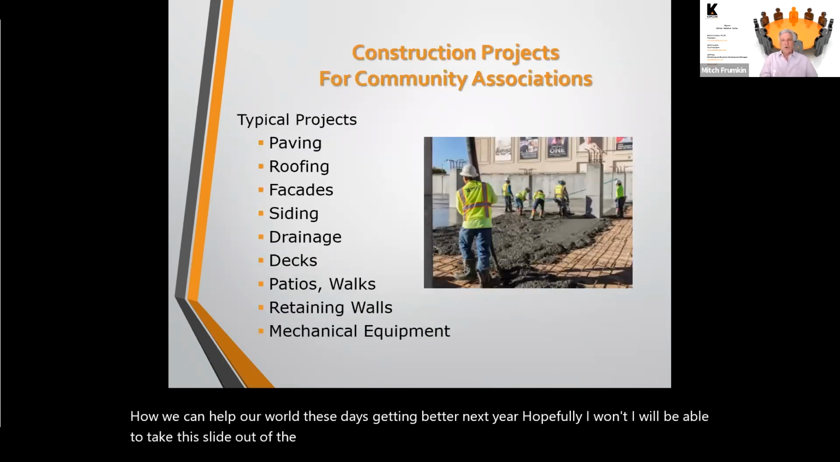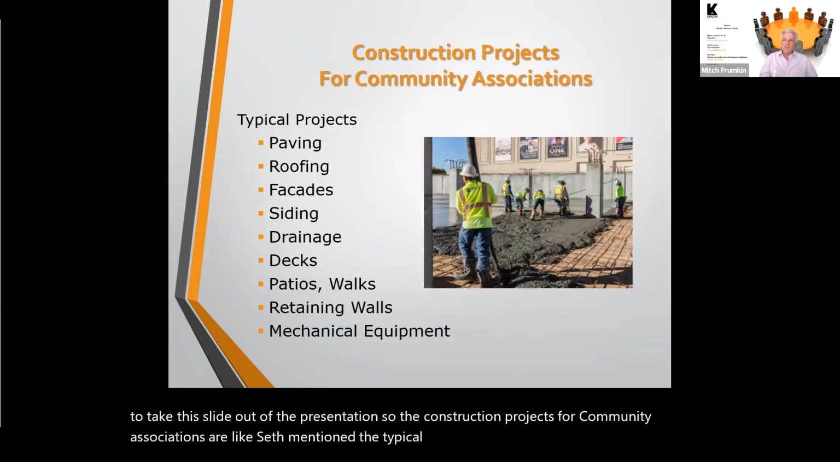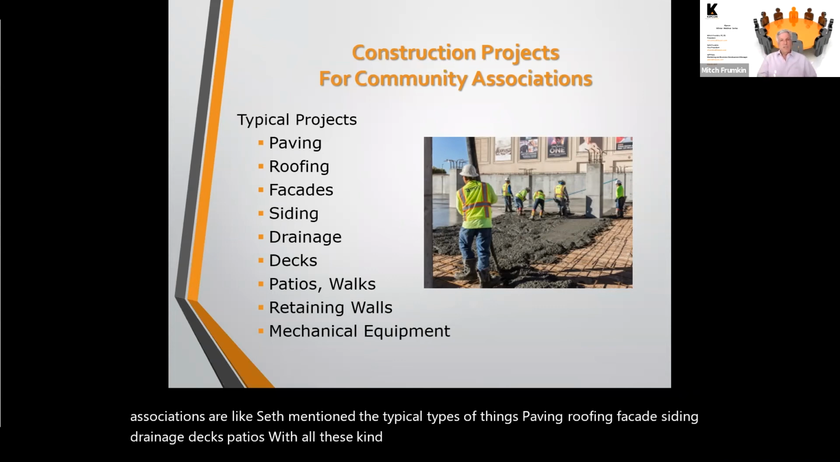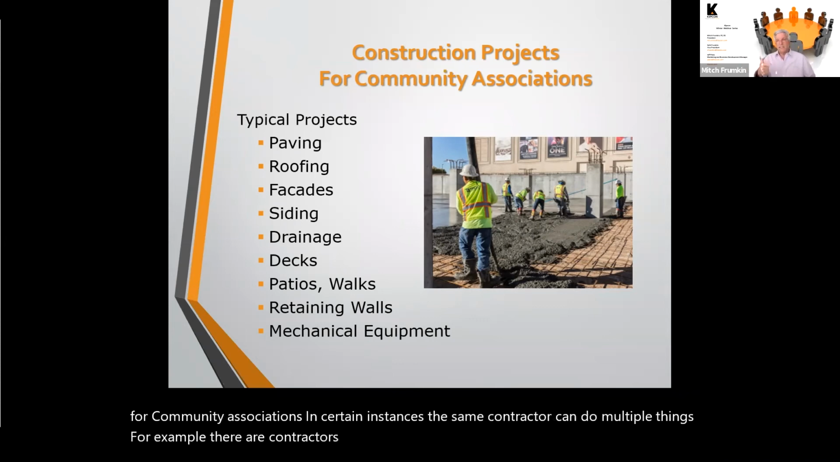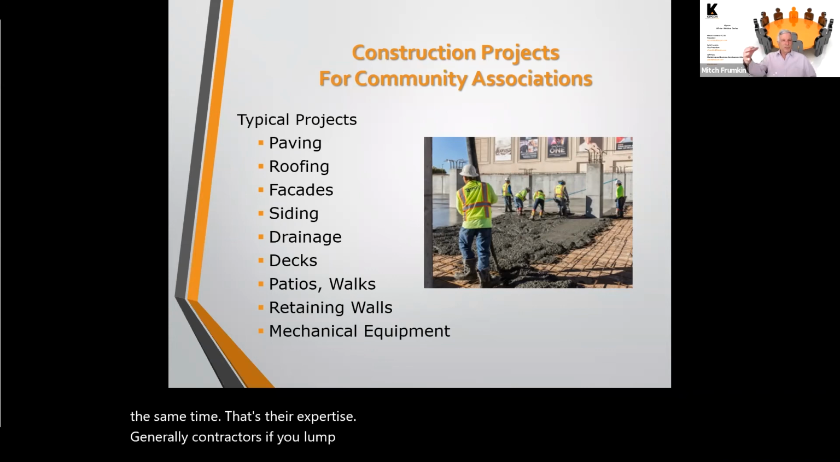So the construction projects for community associations are, like Seth mentioned, the typical types of things: paving, roofing, facade, siding, drainage, decks, patios, walls, all these kinds of things. In certain instances, the same contractor can do multiple things. For example, there are contractors that can do roofing and siding at the same time. You know, that's their expertise. Generally, contractors, if you lump them together, do building work or site work. And there's overlap on the building and there's overlap on the site.